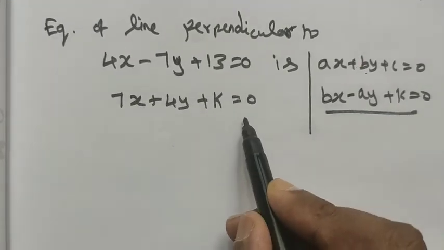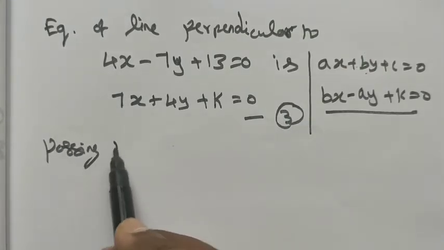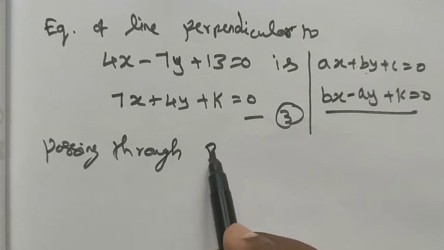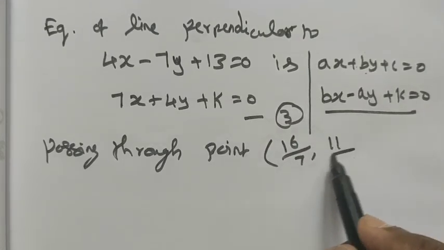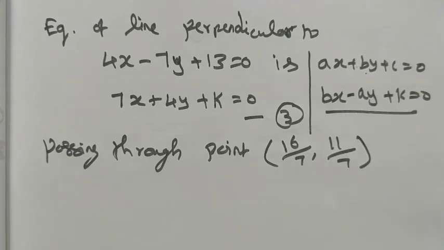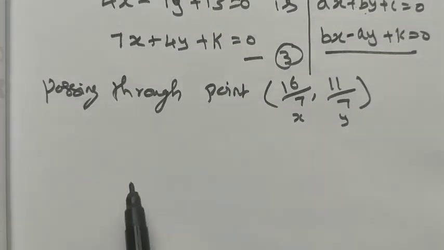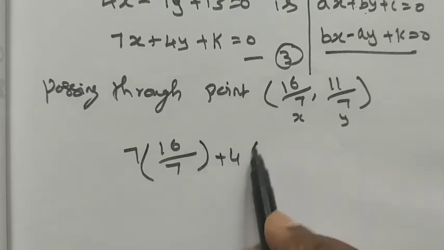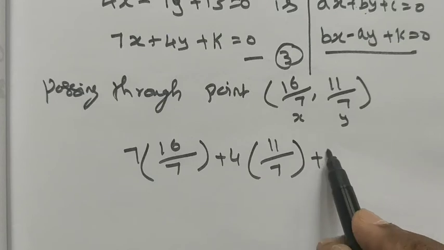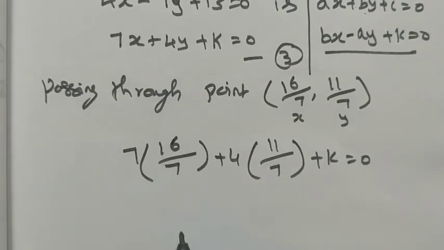Let me take this as equation number 3. The passing-through point is the intersection point, that is 16 divided by 7 and 11 divided by 7, which we just found. Let me take it as x and y. Now apply this value in equation number 3. We get 7 into 16 divided by 7 plus 4 into 11 divided by 7 plus k is equal to 0. We want to find the k value.